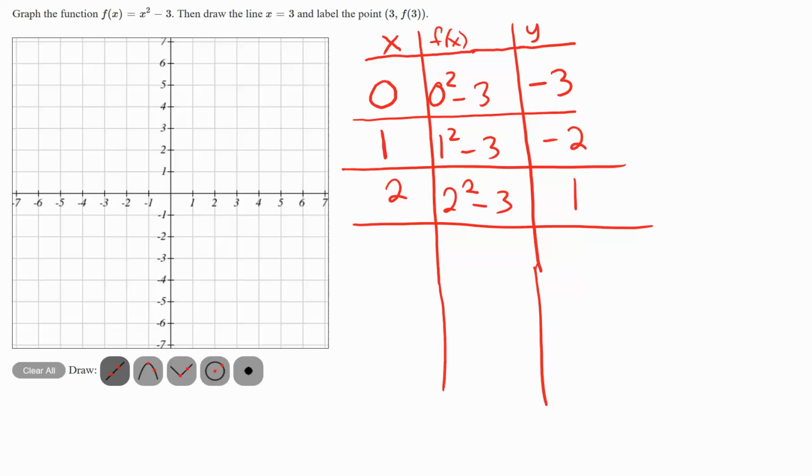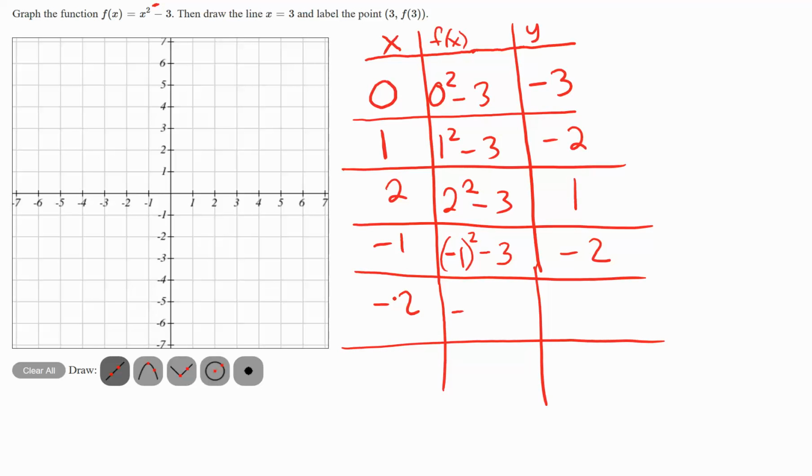And usually with parabolas, notice that it's a parabola because of this little 2 right there, we probably should put a negative 1 into it and negative 2, just see where we're at. So if you square negative 1, it becomes a positive 1, subtract 3 makes a negative 2, and you plug in a negative 2. Let's see what happens here. Negative 2 plugged in. Notice how you have to put parentheses now. Negative 2 squared is a 4. 4 minus 3 is a 1.